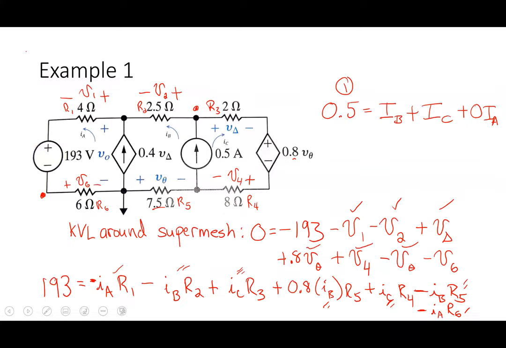What's my third? IA minus IB equals 0.4 V delta. Yep, so my third one, he said, was IA minus IB is equal to that dependent current source, 0.4 V delta. If you look at that, IA goes with the arrow, IB goes against the arrow. So that's why the signs are the way they are. And what is V delta? IC times R3. So 0.4 times IC times R3.